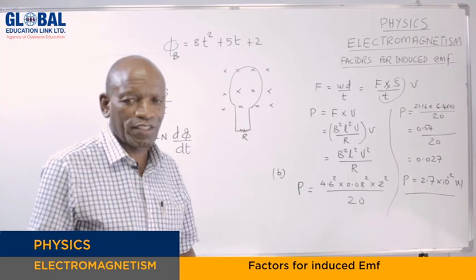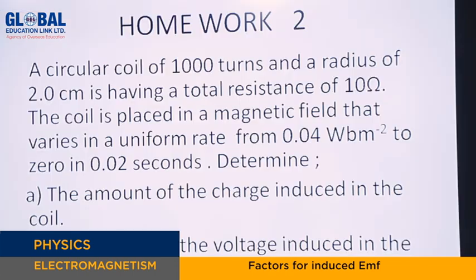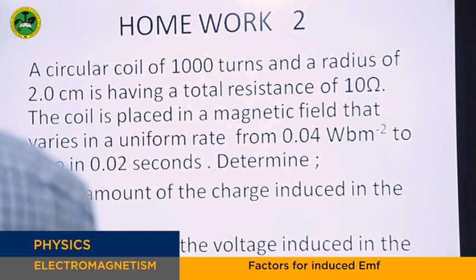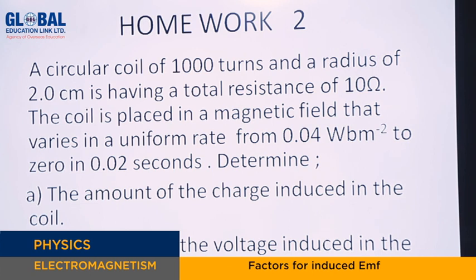Now we go to the second question as your homework. The question goes like this. A circular coil of 1,000 turns and a radius of 2 centimeters has a total resistance of 10 ohms. The coil is placed in a magnetic field that varies at a uniform rate from 0.04 webers per meter squared to 0 in 0.02 seconds. Determine the following: A, the amount of charge induced in the coil, and B, the amount of voltage induced in the coil.